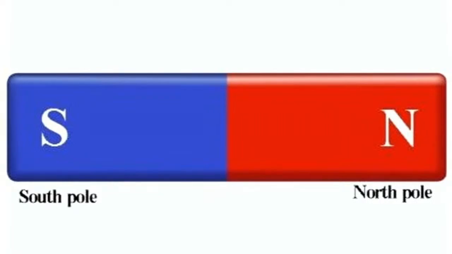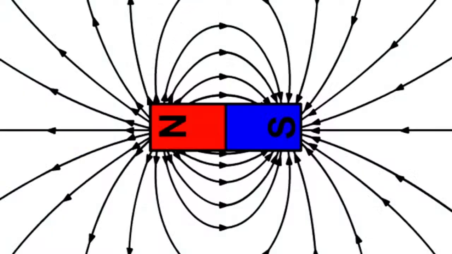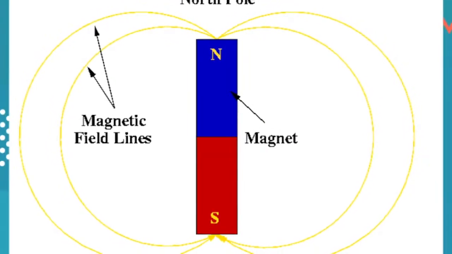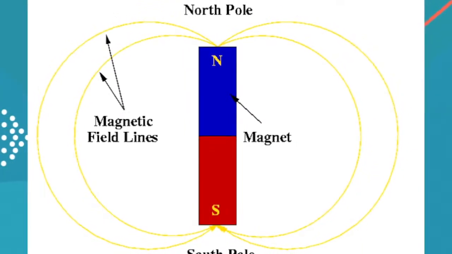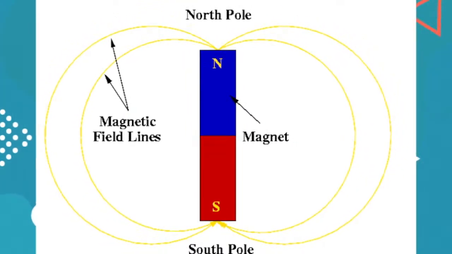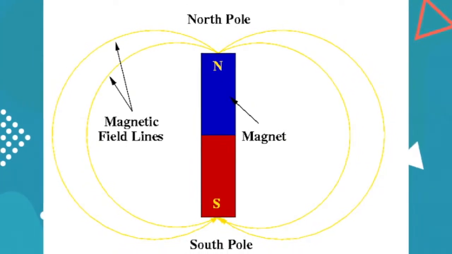Now, let's try to analyze this picture. What have you observed from the labels in the picture? That's right. There are letters N and S, which indicate the north and south magnetic pole. Well, every magnet has two poles. The areas of greatest magnetic force are called magnetic poles. The end of the magnet that points north is called the north magnetic pole or N pole, and the end that points south is the south magnetic pole or S pole.